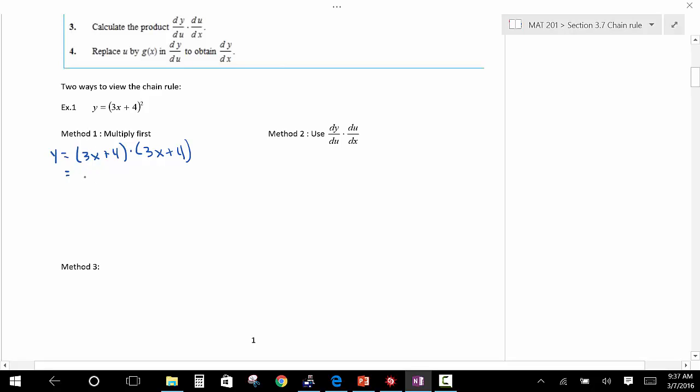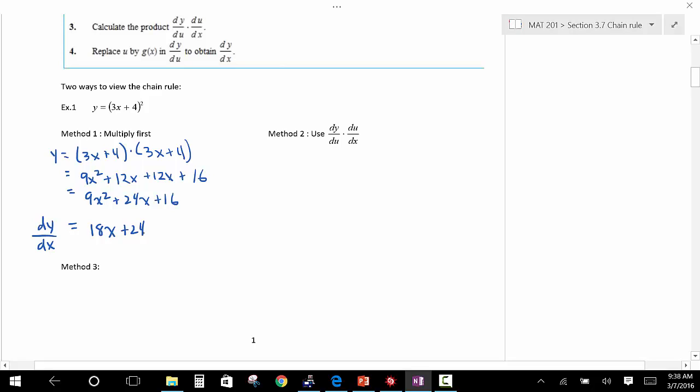So when we FOIL this out, you get 9x squared plus 12x plus 12x plus 16. You can do this in your head. So that's 9x squared plus 24x plus 16. Now if I want you to find the derivative, you can just do this, hopefully second nature. What's the derivative? 18x plus 24. Okay, so that's the derivative.